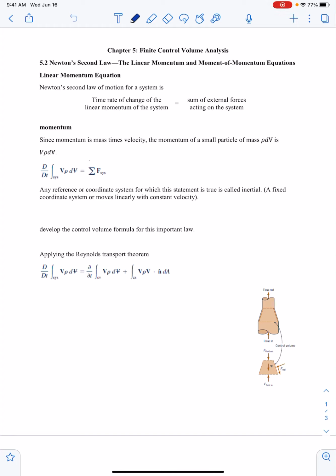In this video, I'm going to talk about Newton's second law. This is how we describe Newton's second law of motion for a system. We say that the time rate of change of the linear momentum of the system is equal to the sum of the external forces acting on the system.